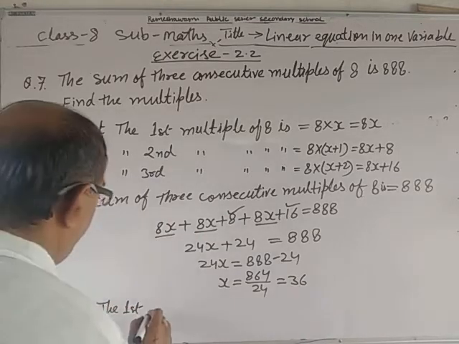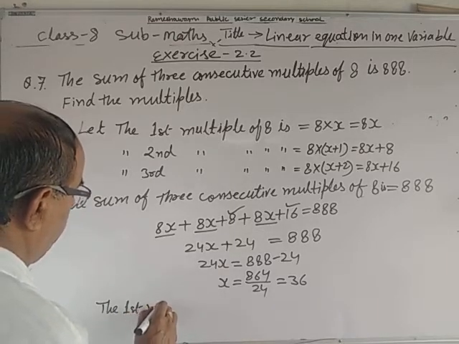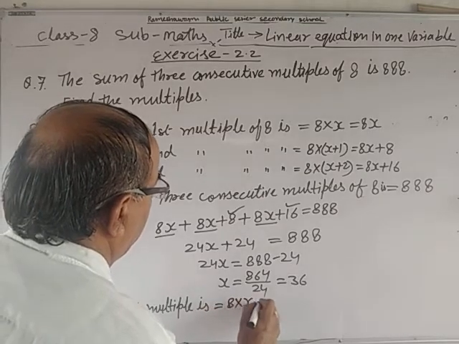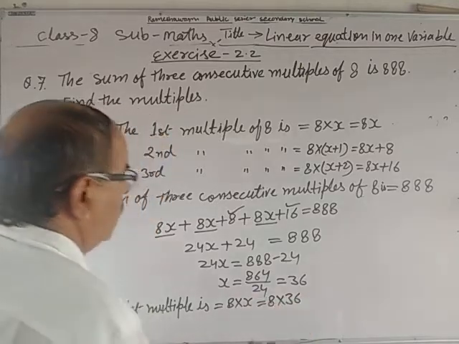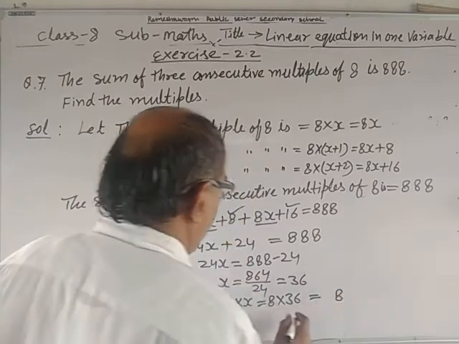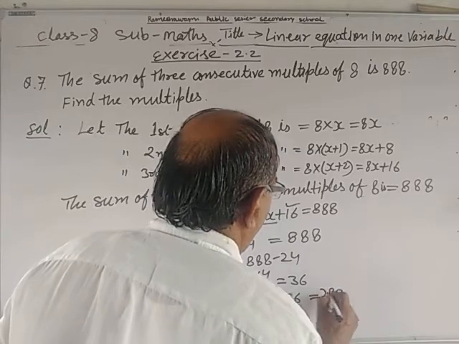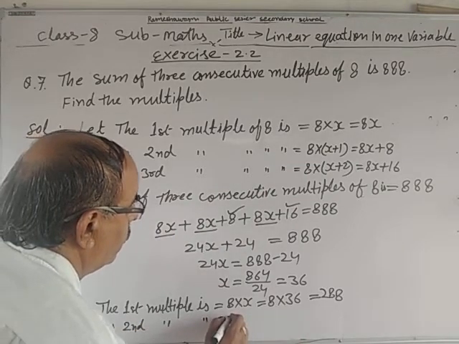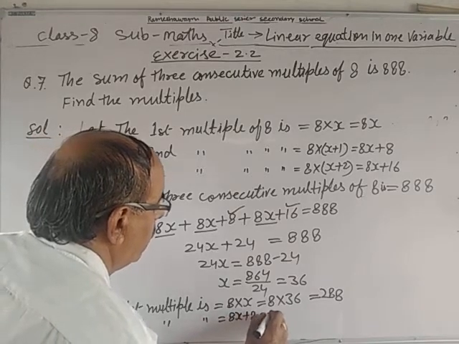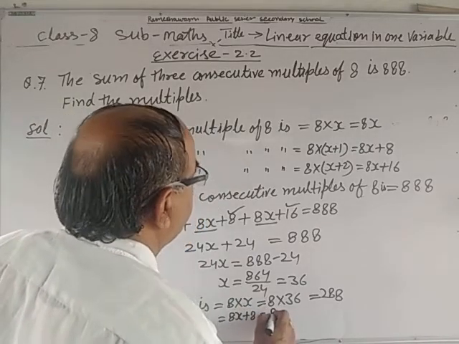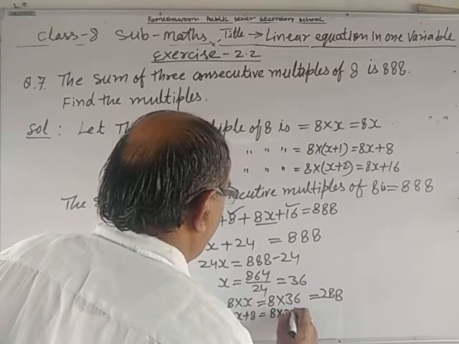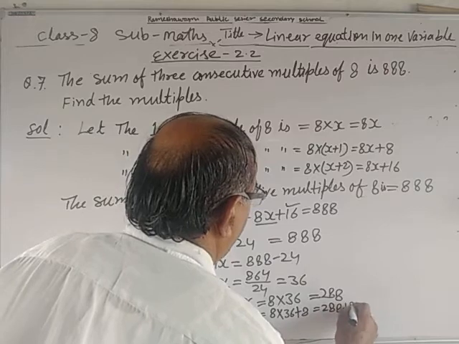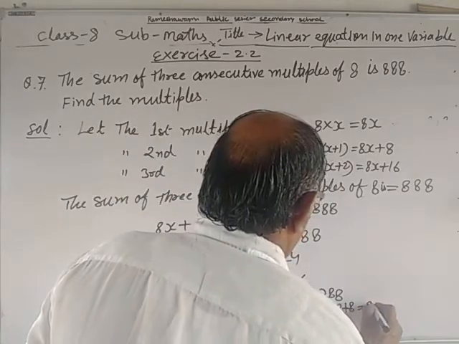The first multiple is 8 into x, equal to 8 into 36, which is 288. The second multiple is 8x plus 8, equal to 8 into 36 plus 8, equal to 288 plus 8, equal to 296.